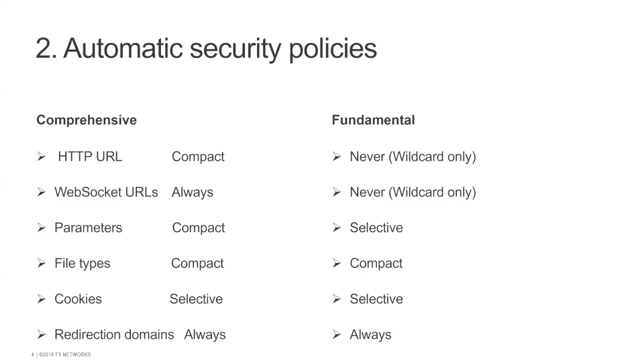Okay, then for the automatic security policies, the difference between comprehensive and fundamental is the type of elements that are created in every policy. We divide them into 6 types of elements: HTTP URLs, WebSocket URLs, parameters, file types, cookies, and redirection domains. The first 3 are different between these 2 policies. The last 3 are the same. Let's explain better in the lab.